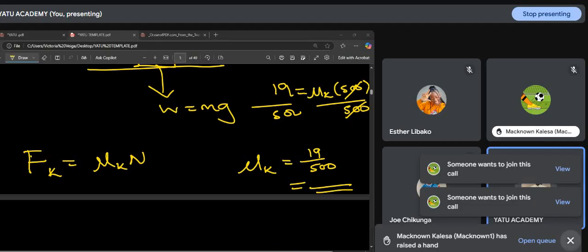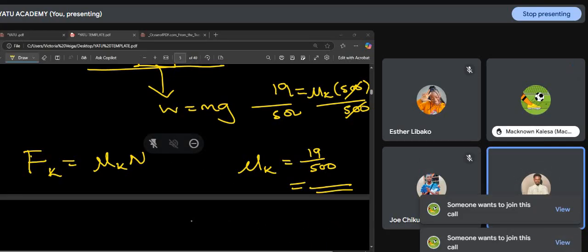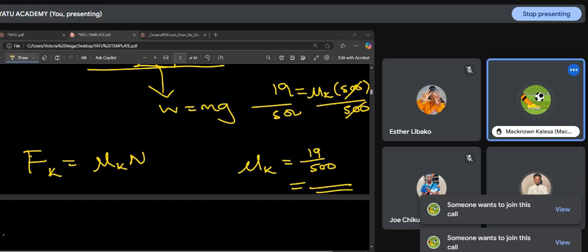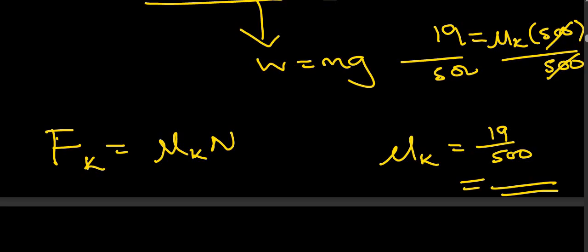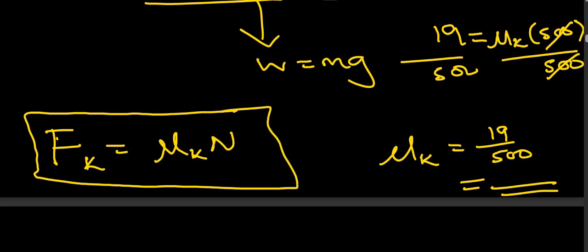Yeah, Macnon, you have a question? Yes, sir, about the question. On the first part there, so meaning you only get the friction, right? The friction force, that's how you put on the force. Yes, you just get the frictional force, yes. Okay, sir. Yeah, because the only equation connecting mu k to anything else is just this.